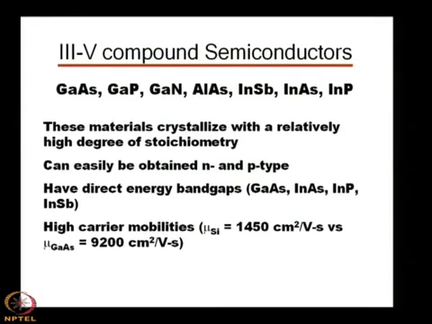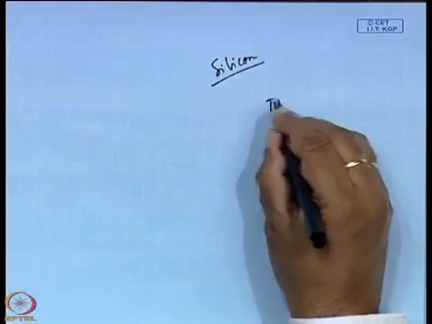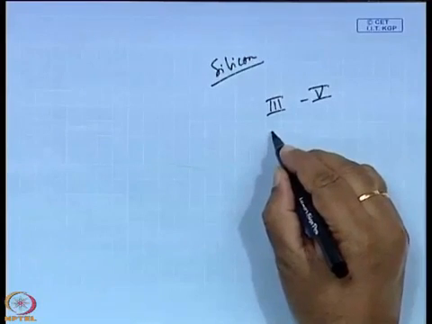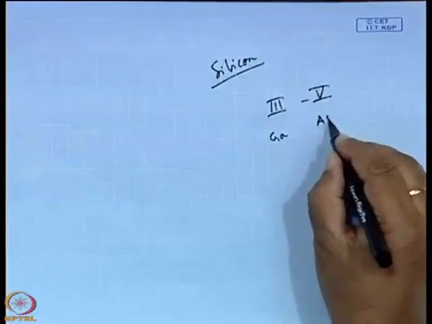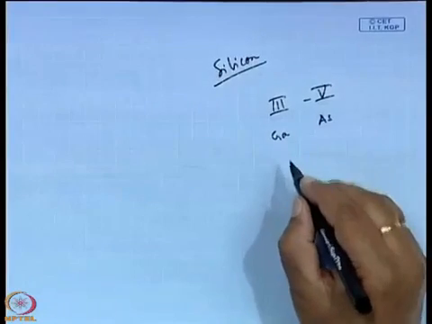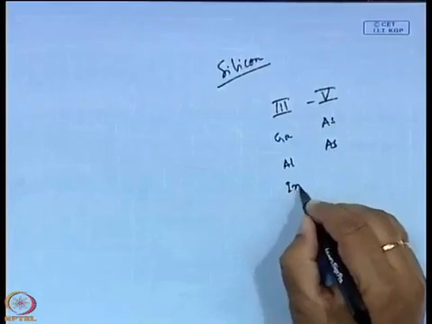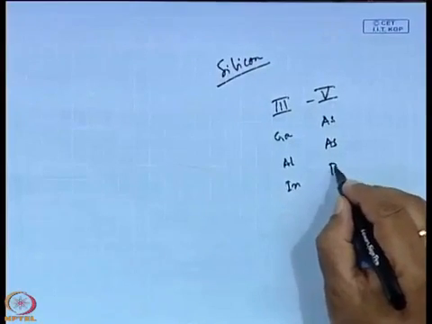The 3-5 compound semiconductors are basically gallium arsenide, gallium phosphide, gallium nitride, aluminum arsenide, indium antimonide, indium arsenide and indium phosphide. One of these elements belongs to group 3 of the periodic table and the other to group 5. Say, if we take the example of gallium arsenide, gallium belongs to group 3 and arsenic belongs to group 5, or aluminum arsenide, or indium phosphide, where indium belongs to group 3 and phosphorus belongs to group 5.